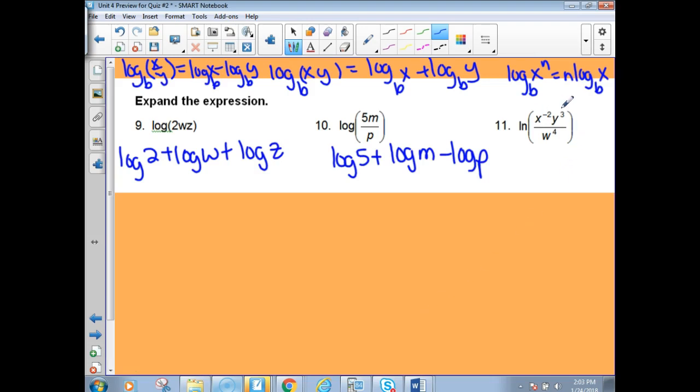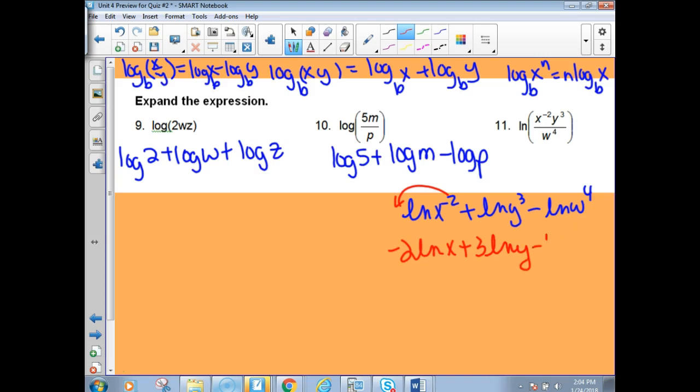Okay, the next one, you have products and powers. I'm going to take more steps on this one. The natural log of x to the -2 plus the natural log of y to the 3rd minus the natural log of w to the 4th. And then rewrite by putting the exponents out front using the power rule. So -2 times the natural log of x plus 3 times the natural log of y minus 4 times the natural log of w. Okay. That would be the fully expanded answer. Questions? Does anybody still need this page?